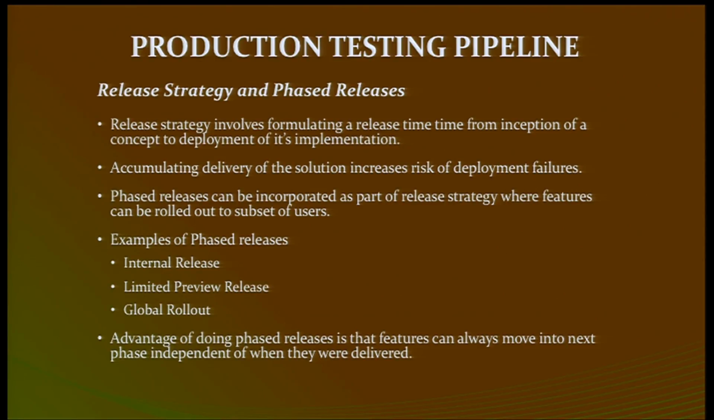So the advantage of doing phase releases is that you have feature A and feature B developed at some point of time, and feature A was developed first. It's not necessary that feature A needs to go into production for the mass rollout. Feature B can very well be promoted for a global rollout because it might be performing well. If feature A requires more stability or is in a beta phase for a long time, it still can be in that beta phase.